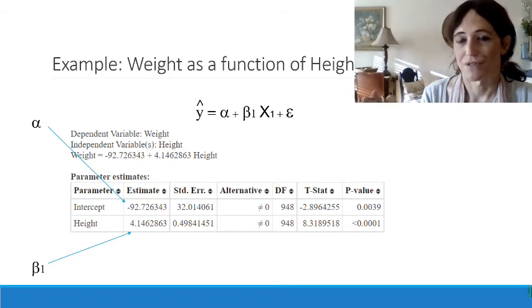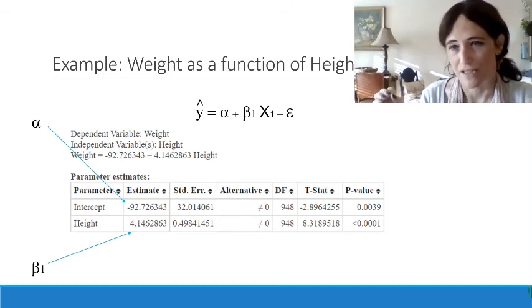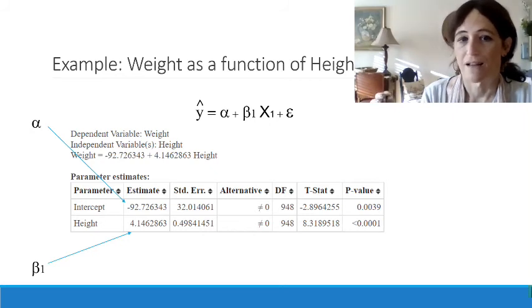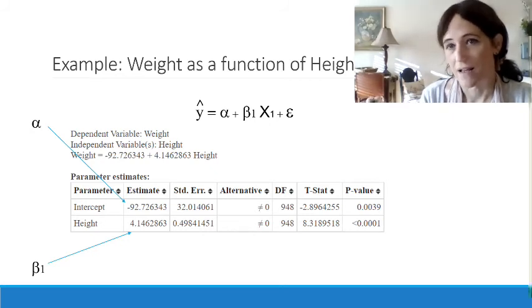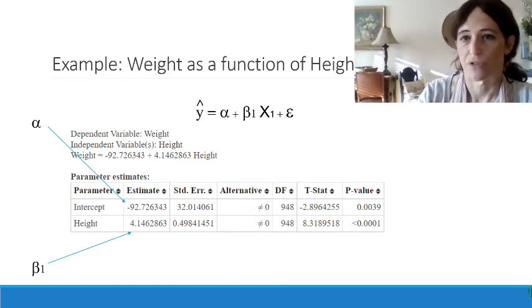We wouldn't be able to reverse this and say if a 1 unit change in y is associated with a 4.14 increase in height in inches. The reverse does not hold true. We would have to rerun the model and put height as the outcome and weight as the independent variable if we wanted to know what that coefficient was. Okay, so just be careful of that. You can't interchange them like we could with the correlation coefficient.